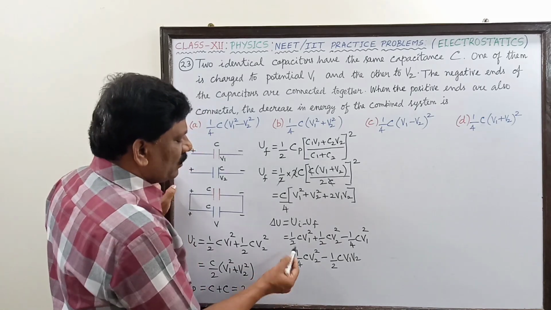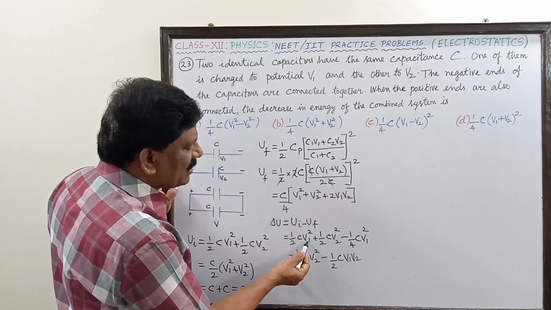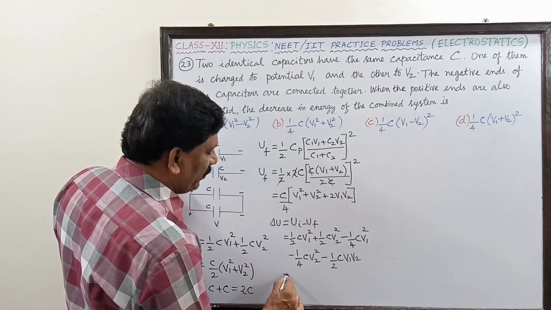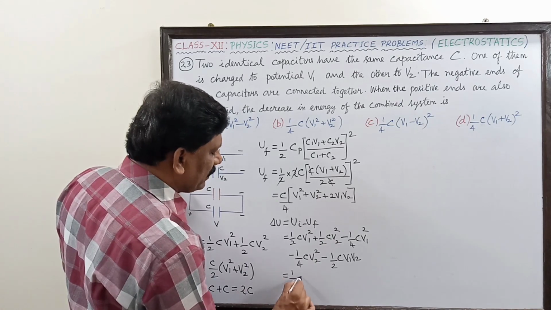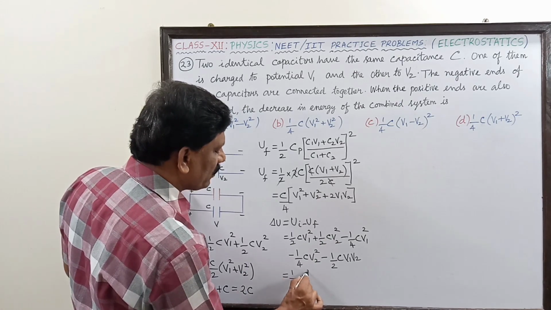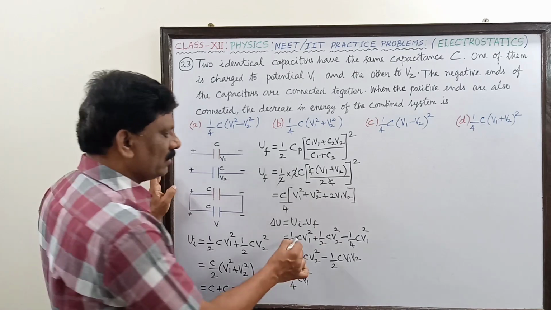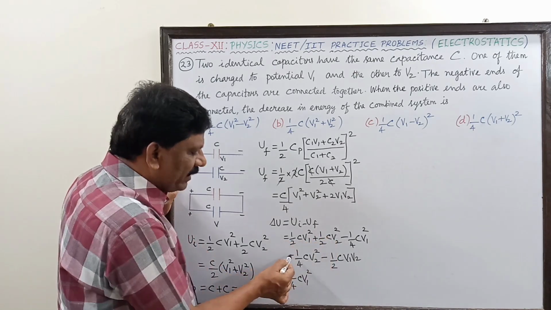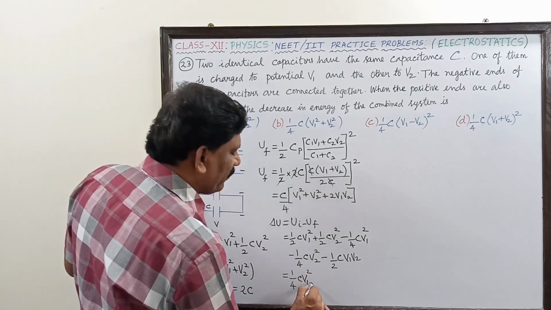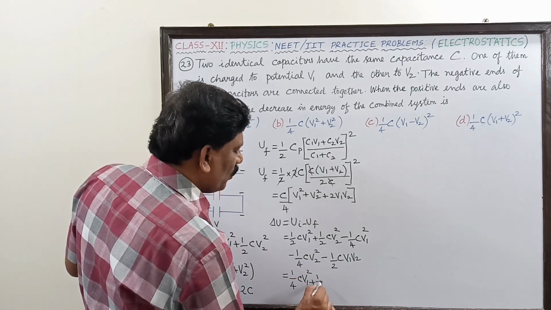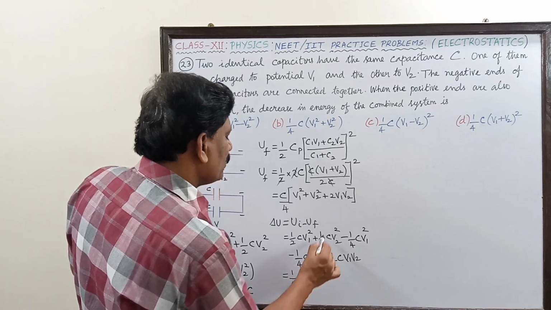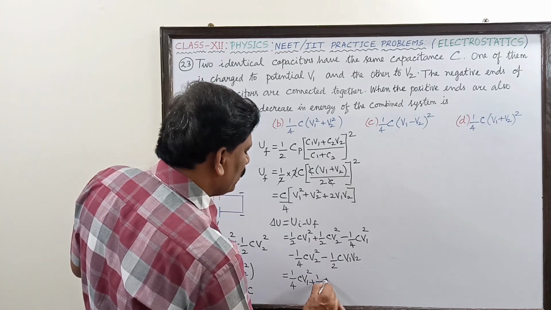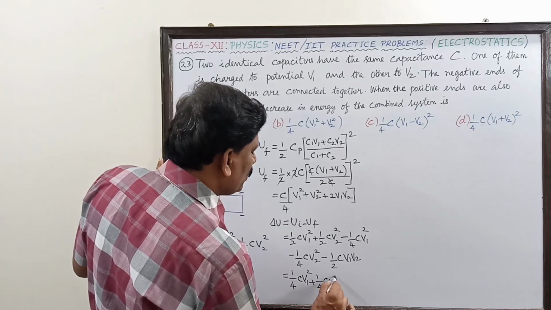Now you see here, half into C V1 square minus 1/4 of C V1 square will be equal to what? 1/4 of C into V1 square. Is it not that? Similarly, the next term, half into C V2 square minus 1/4 of C V2 square, will be what? Plus 1 by 4. So half minus 1/4 is what? 1 by 4 into C V2 square.